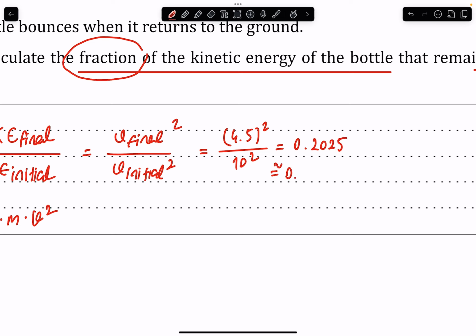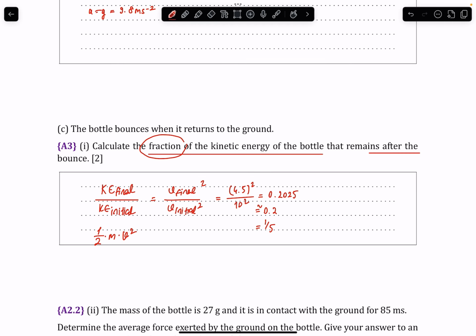And this equals this, about 1 over 5. So this is the fraction that we have to find.